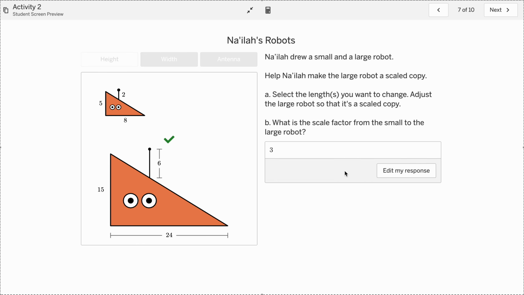Now, in class, we went a step further, and we discussed, well, what if we're going from the large triangle to the small triangle? So if my original point is 15, what would I multiply 15 by to get to 5? So I would have 15 times something equals 5. In class, we talked about how it's a fraction. It would be 1/3, and we could turn that to a decimal.